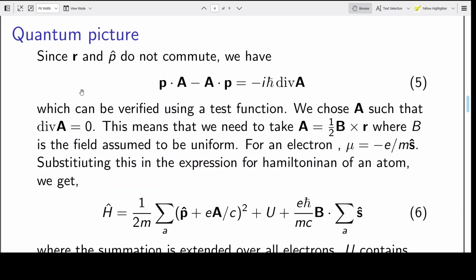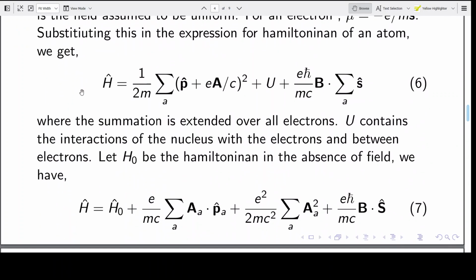We can choose A such that divergence A is equal to 0. That simplifies the calculations. For example, A can be half times B cross R, with B being a homogeneous isotropic field. Uniform, in other words, B has to be a uniform field. For an electron, mu is equal to minus e over m times S hat. Substituting this in the expression for the Hamiltonian of an atom, we get equation number 6. The summation is extended over all electrons. U contains the interactions of the nucleus with the electrons and between electrons.